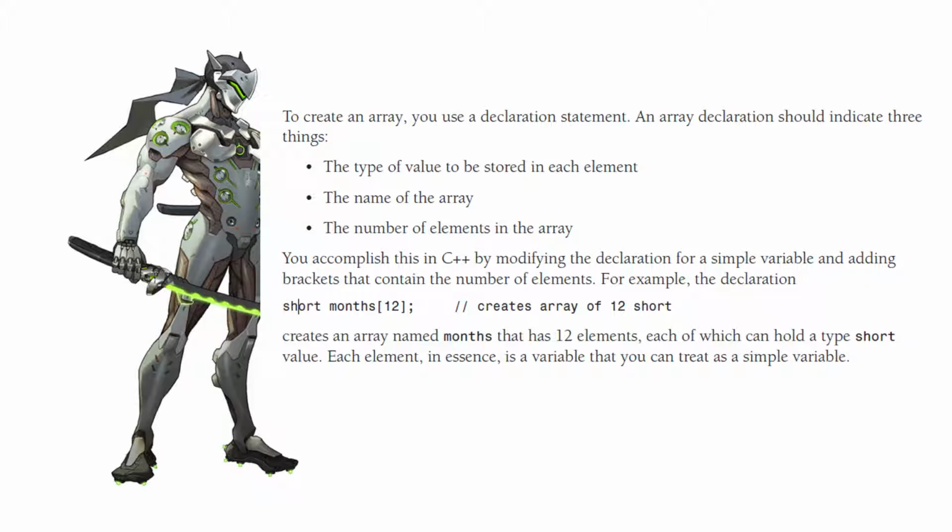And the way you do that is you declare a variable just like you normally would. You declare the variable type followed by the variable name. And then inside brackets, you declare how many elements you want in that array. So this is creating a variable that has 12 elements inside of it.